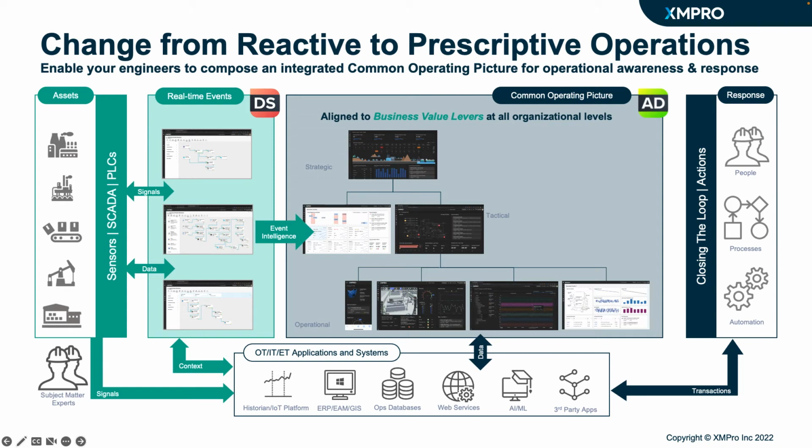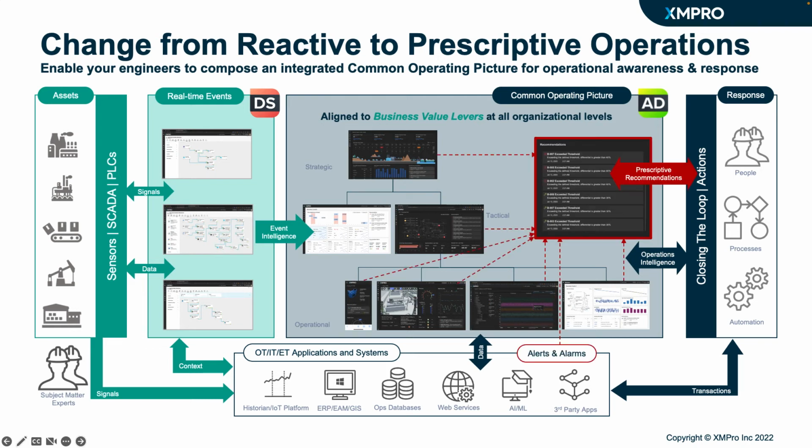Everyone looks at the same data through different lenses, and this provides the real operations intelligence, or the common operating picture, that enables people, processes, and automation to actually deal with event response and the disruption management associated with it. The other big benefit of using a tool like XMPro to create that common operating picture is that you can create prescriptive recommendations at all levels in a very consistent way.